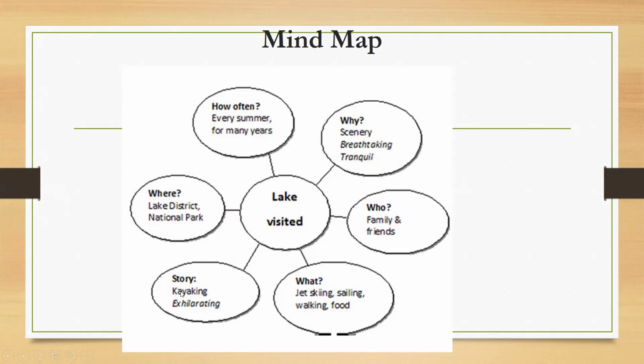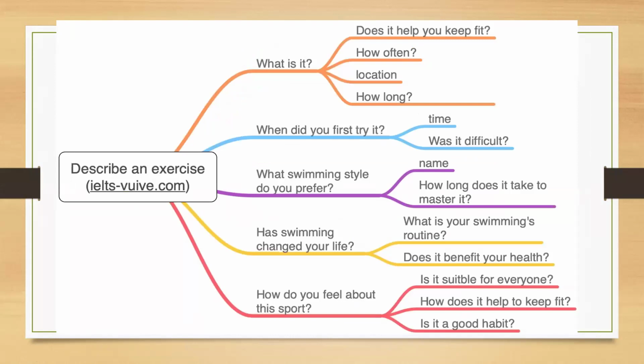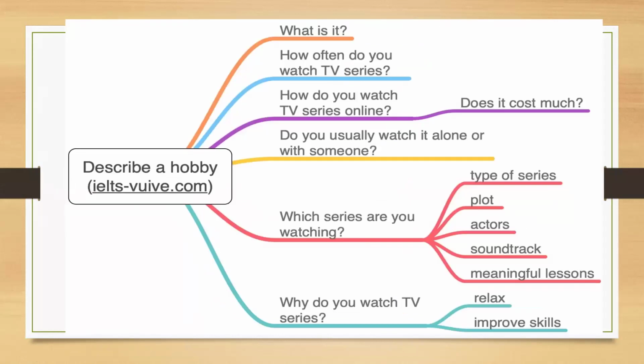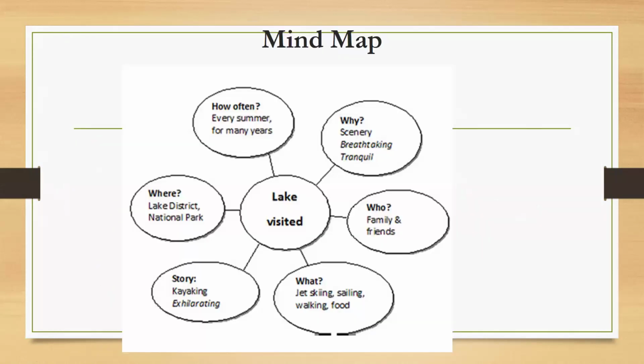Then a bit of story, kayaking, exhilarating. Okay. So this is somebody's mind map. You see this structure is different from the earlier ones we saw. This one is the central theme is at the beginning and the branches spread out from left to right. With this one, the central theme is really in the center, and then branches develop around it.